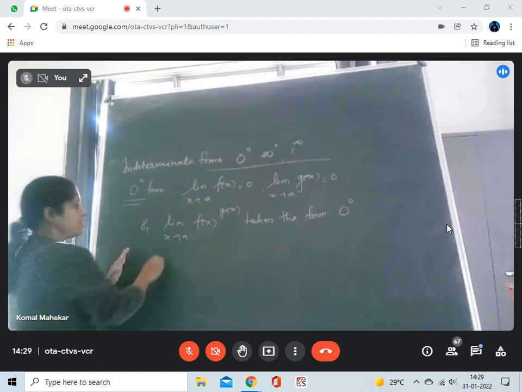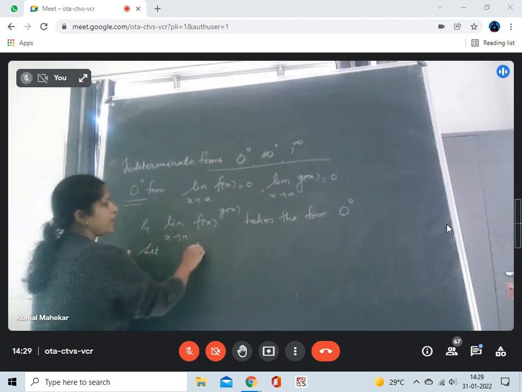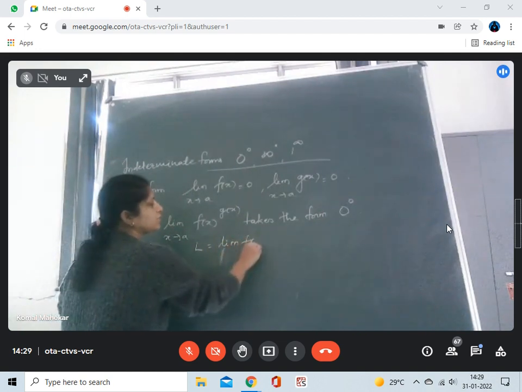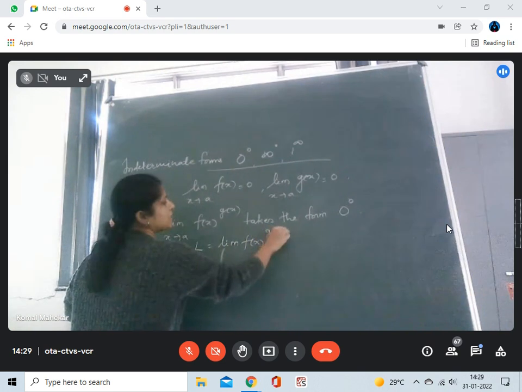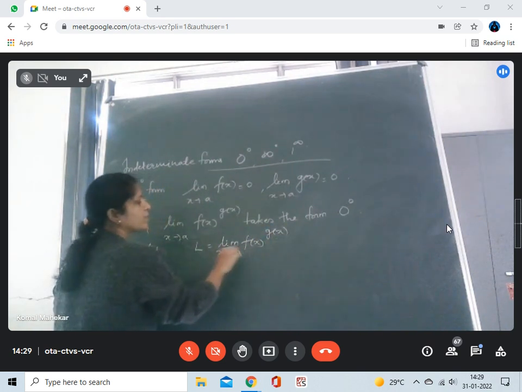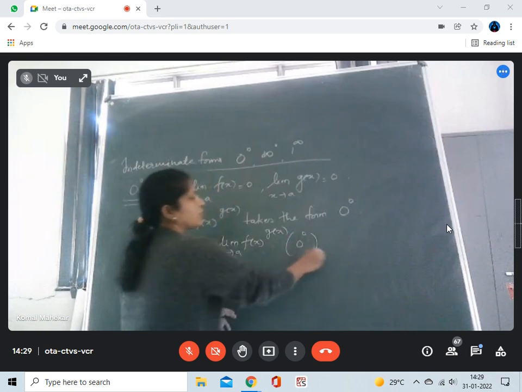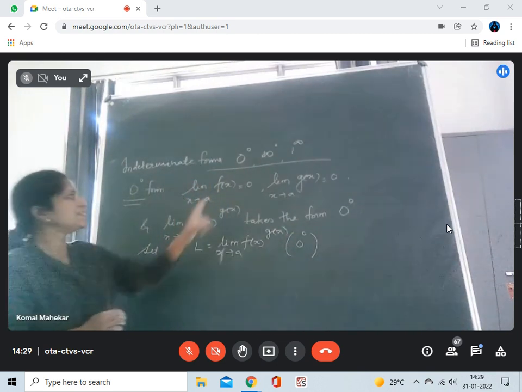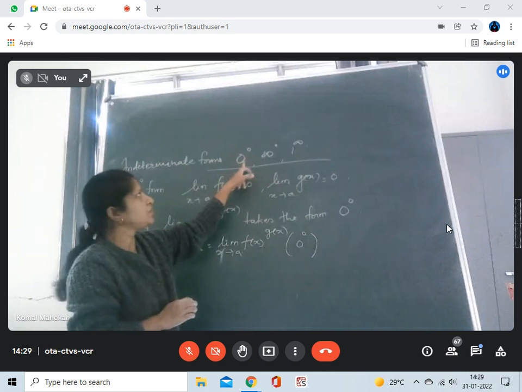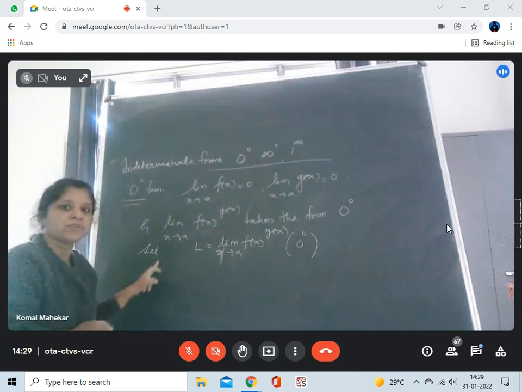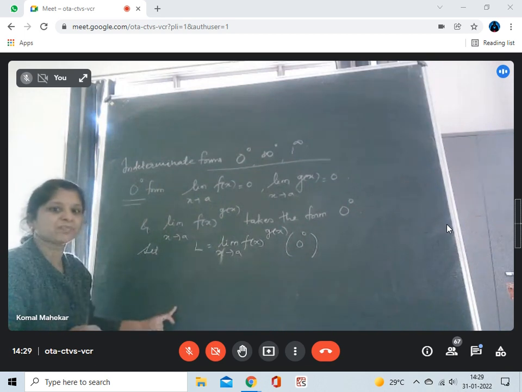So for that, let us assume that L is equal to the limit of f(x) raised to g(x) as x tends to a. This is in 0 raised to 0 form. Whenever the function is in any one of the forms 0 raised to 0, infinity raised to 0, or 1 raised to infinity, you will solve the problems using this procedure.